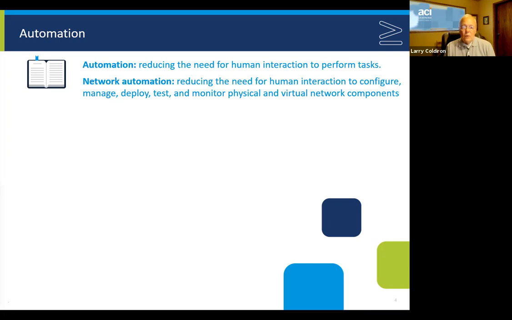Anyhow, what we're trying to do with automation, and what you guys are learning how to do, is being the individuals who can do the automation, reducing the need for human interaction to perform tasks. Network automation reduces the need for human interaction to configure, manage, deploy, test, all of those things that were in the little Cisco thing here.